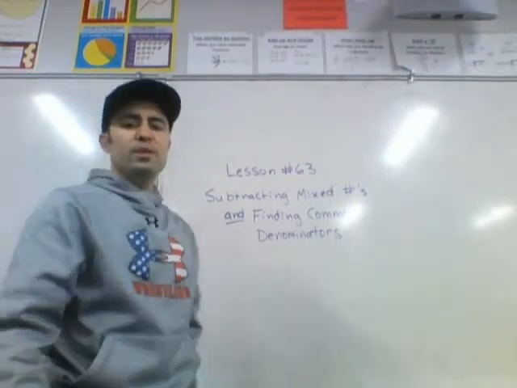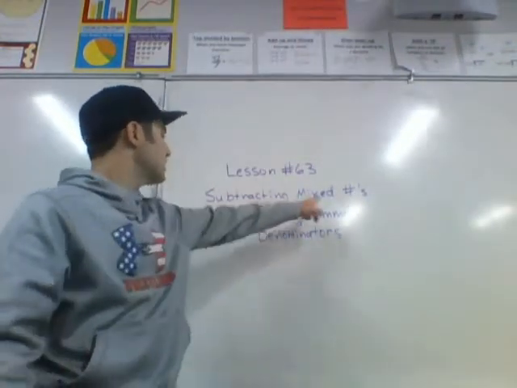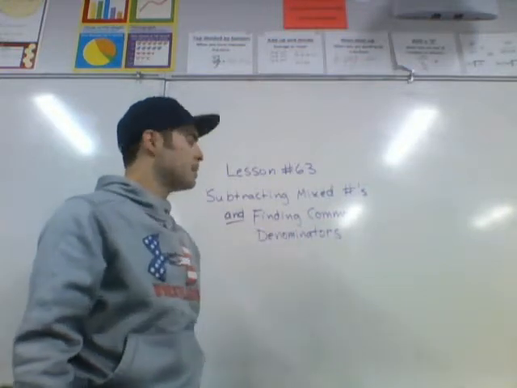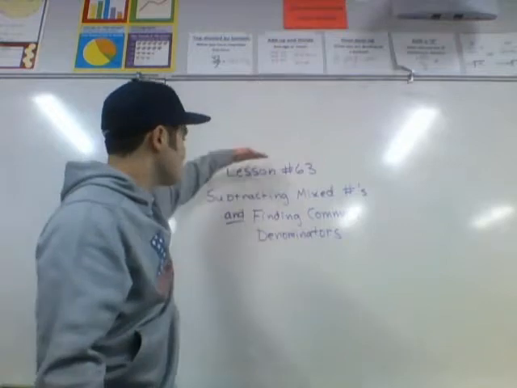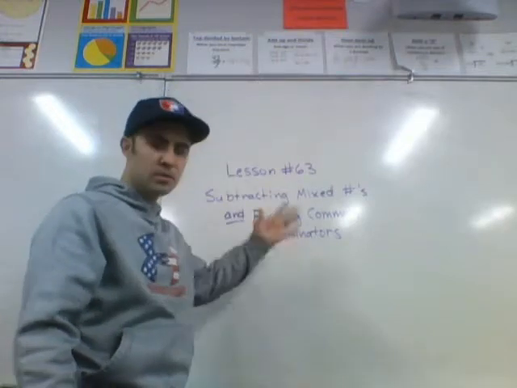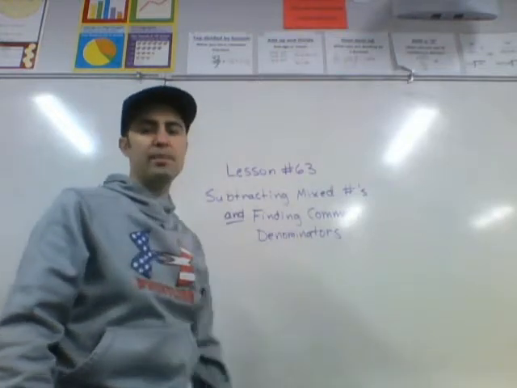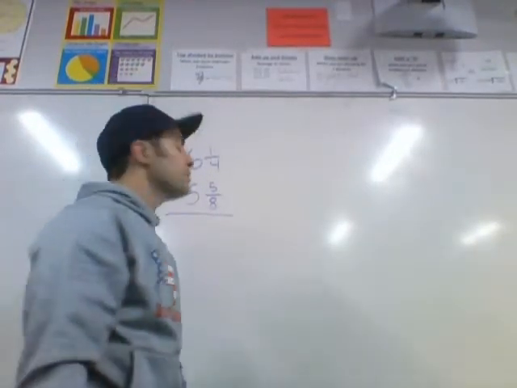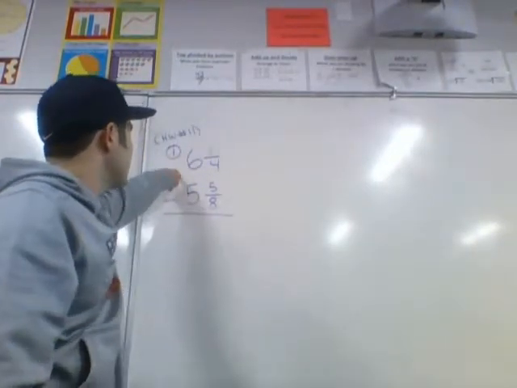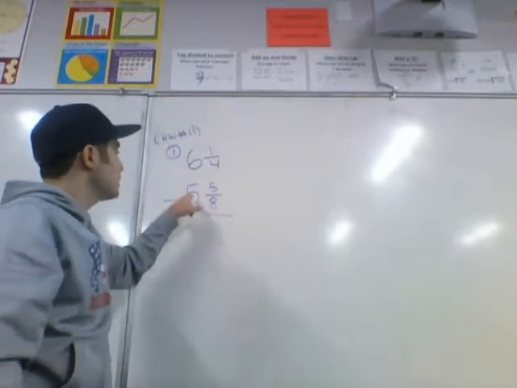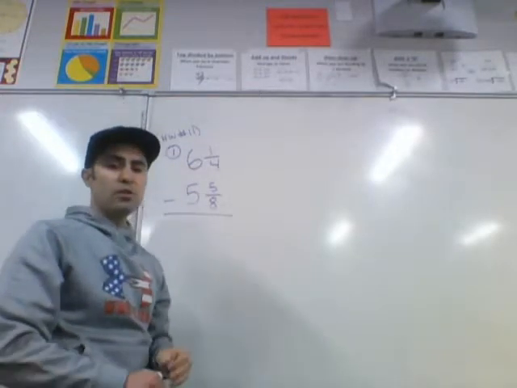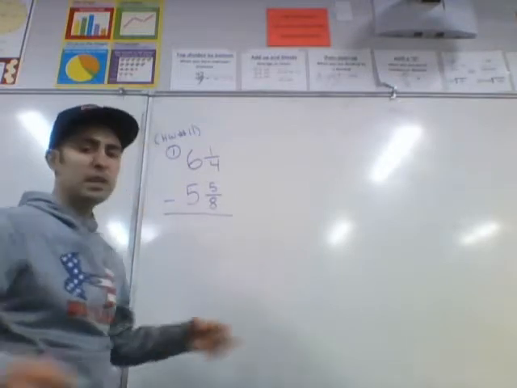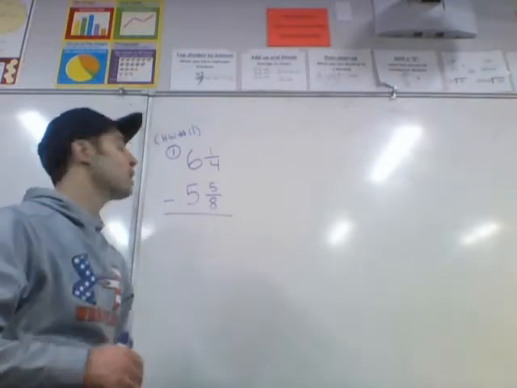Alright, today we're going to do lesson 63, subtracting mixed numbers and, keyword, finding common denominators. Before, we've done subtracting mixed numbers separately from finding common denominators. Today we're going to combine them. Alrighty, let's go over this problem right here. We have 6 1/4 minus 5 5/8. You've done problems like this before, but this is kind of combining everything we know into one problem.